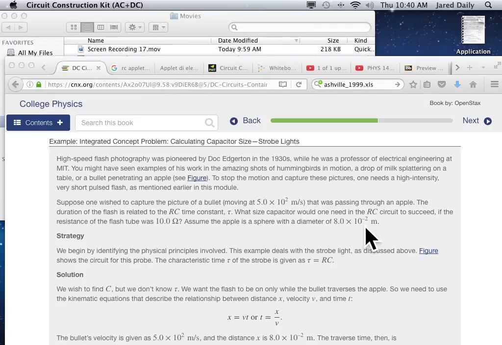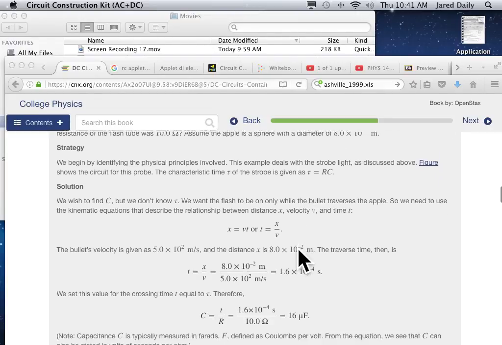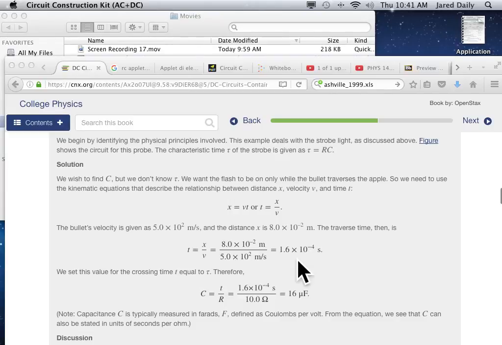It's moving at 500 meters per second. The apple is 8 centimeters across. That's a pretty big apple, but not that big, I guess. So we calculate the time by taking the length of the apple divided by the speed of the bullet. This is the amount of time that we want for our time constant: 1.6 times 10 to the minus 4 seconds.